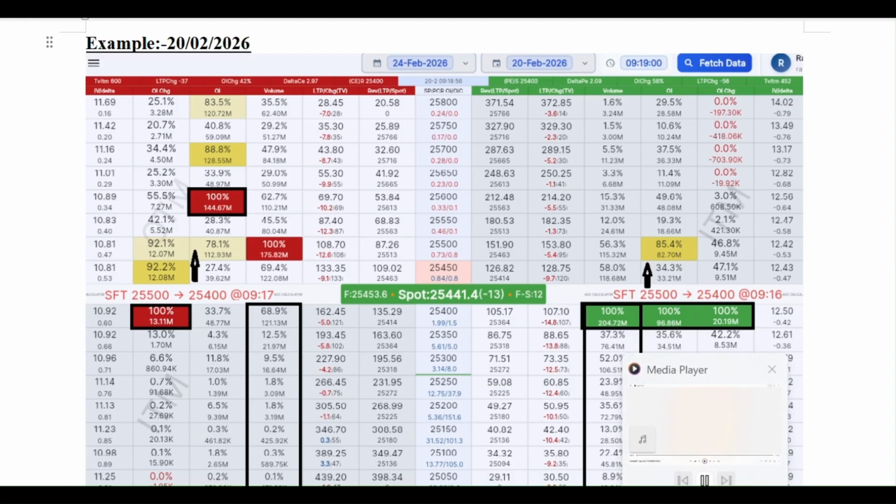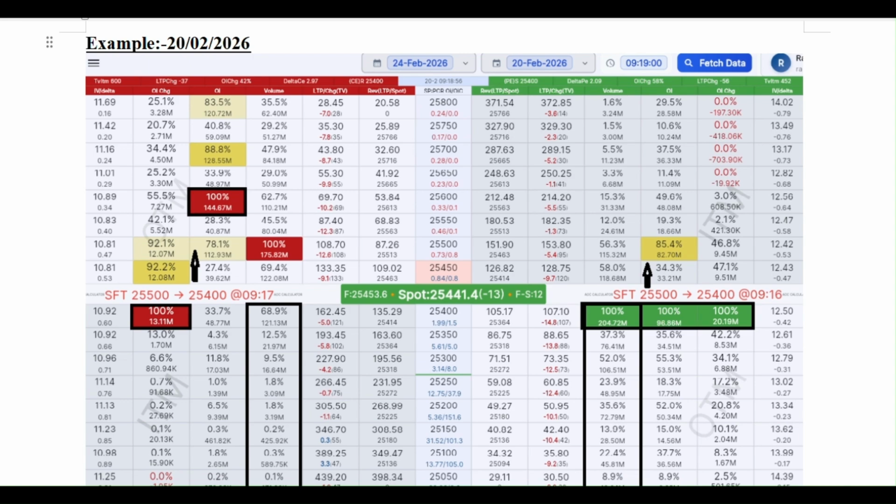Now let's understand one important bullish reversal setup using the 25,400 strike. First, look at the 25,400 put. It has high volume, high open interest, and high OI change. When all these three indicators are strong together, it tells us that big players are actively writing puts at this strike. They are confident that the market will not fall below 25,400, so we can consider 25,400 as a very strong support level.